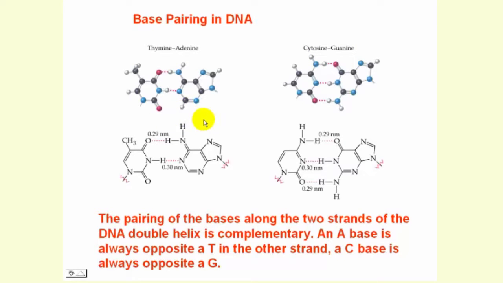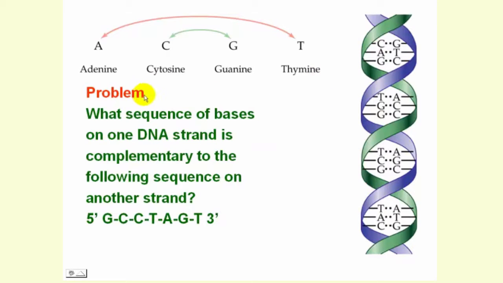So an A base is always opposite a T in the other strand, and a C base is always opposite a G. Let's go ahead and take a look here at this problem, and the problem states: what sequence of bases on one DNA strand is complementary to the following sequence on another strand? So here we're looking at this here. The key is, if the sequence of one strand is known, then we can determine the sequence of the other strand. We'll discuss in a little bit that a cell is able to chemically read one strand in order to synthesize its chemical partner. The double helix is an important part of the DNA structure.